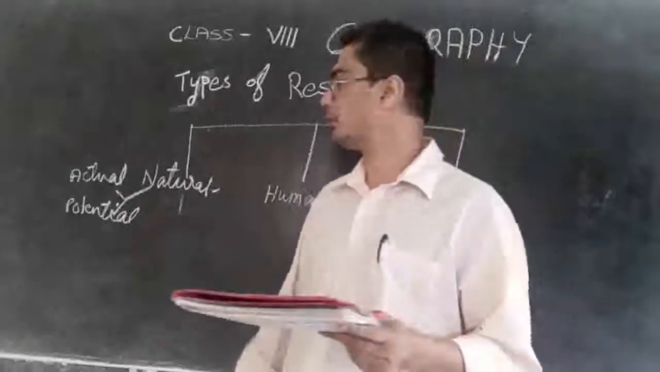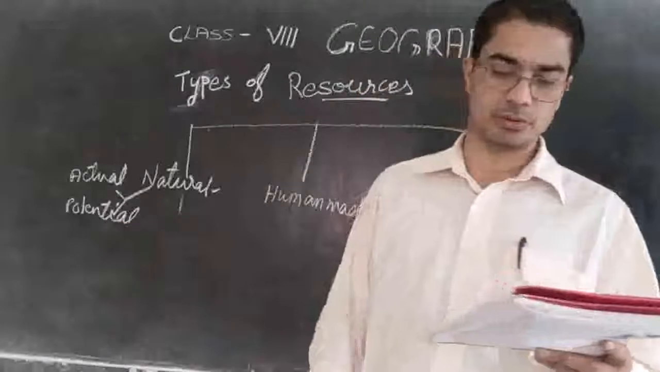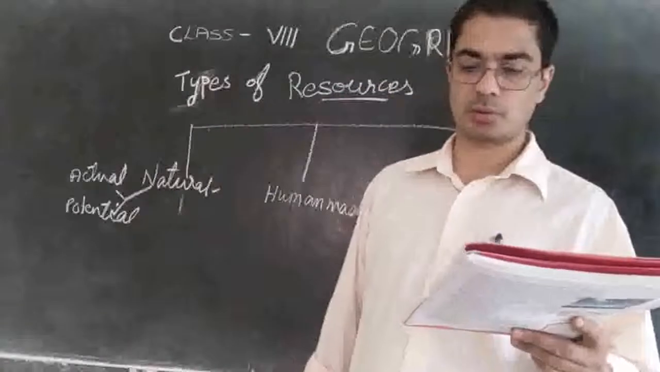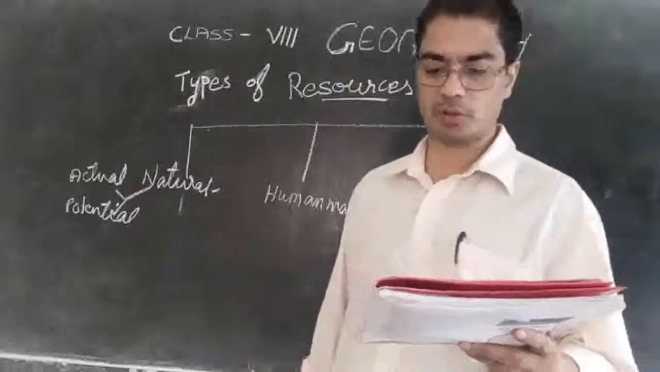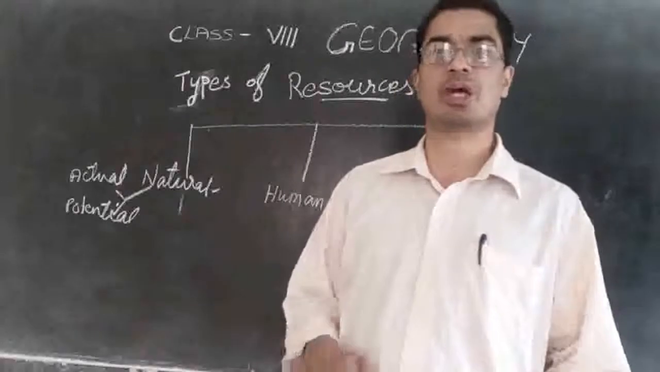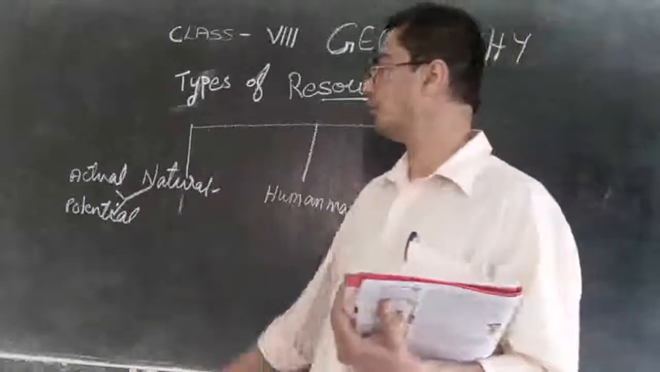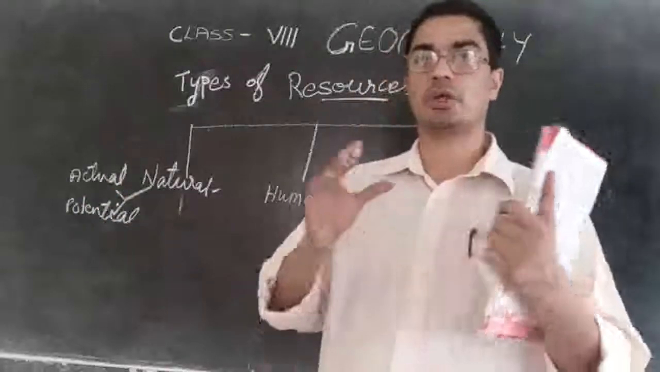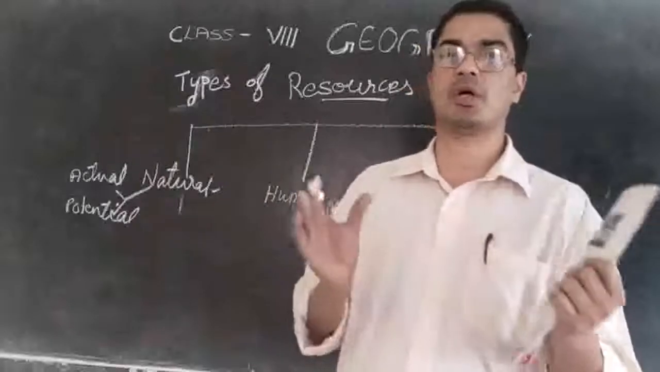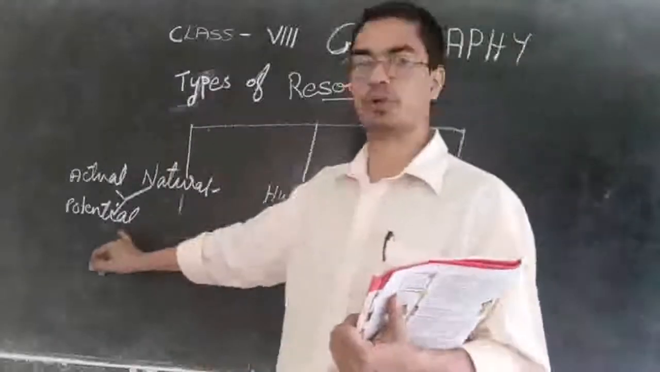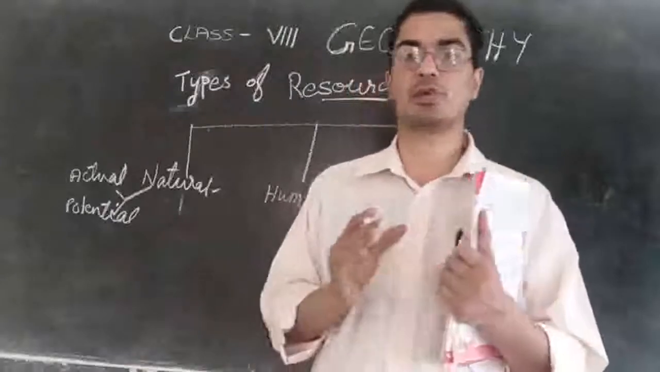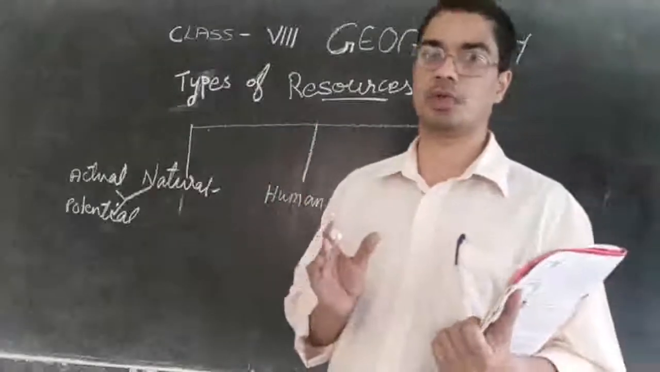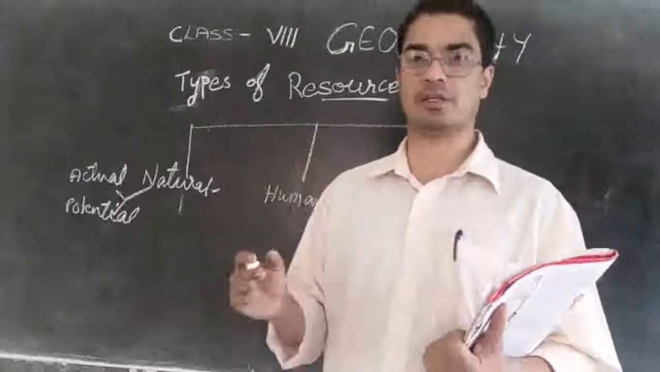Then let us see the second one, potential resources. Potential resources are those whose entire quantity may not be known, and these are not being used at present. So just the opposite of an actual resource is a potential resource. For actual resources, we know the total amount available. But in the case of potential resources, we are not sure exactly how much is there. Is there plenty or very little? We are not sure, and therefore we have not started using it.